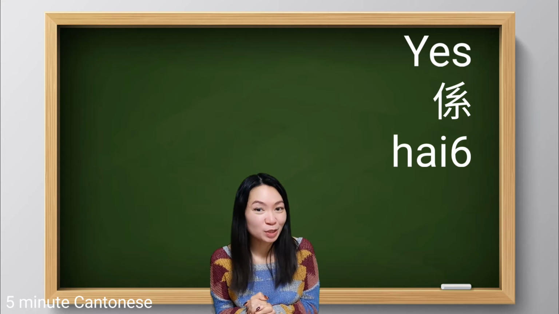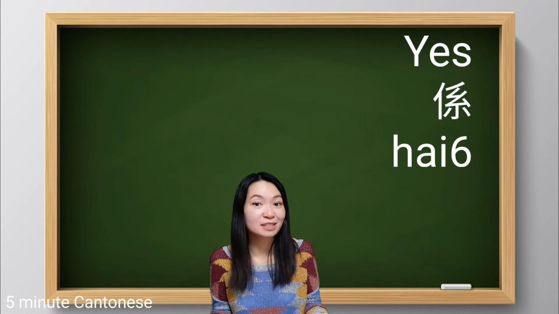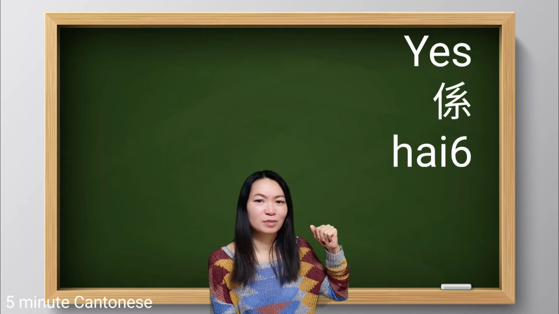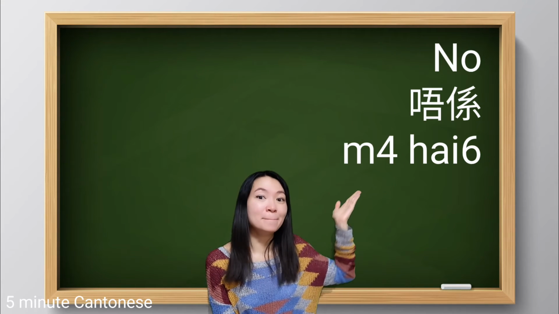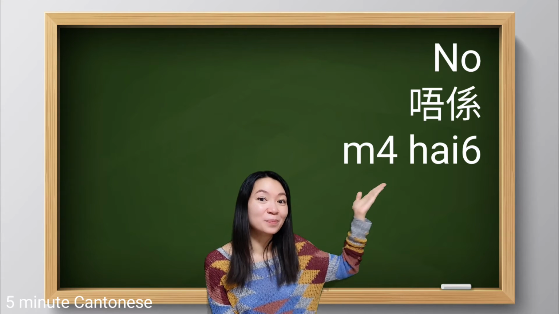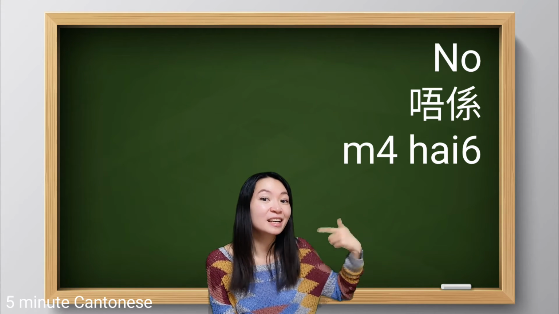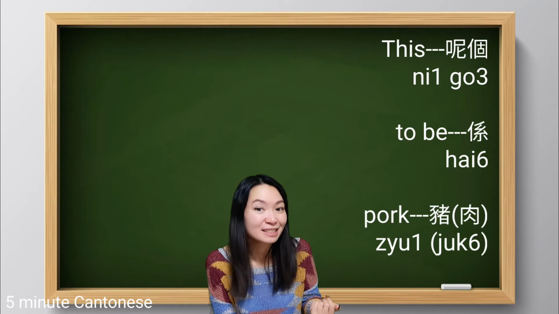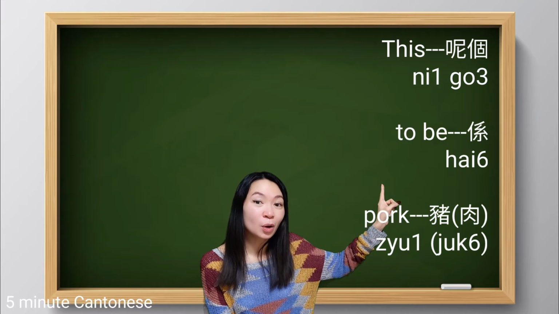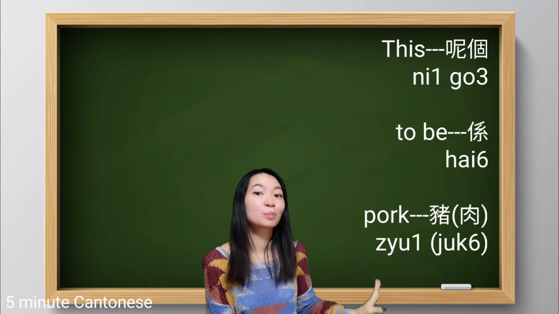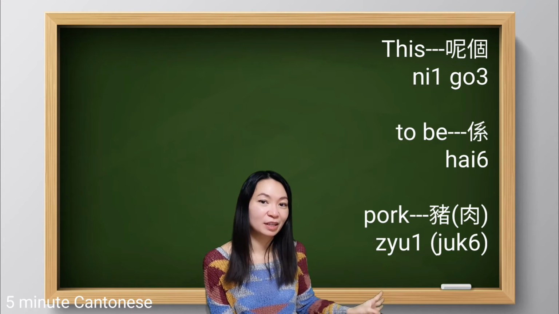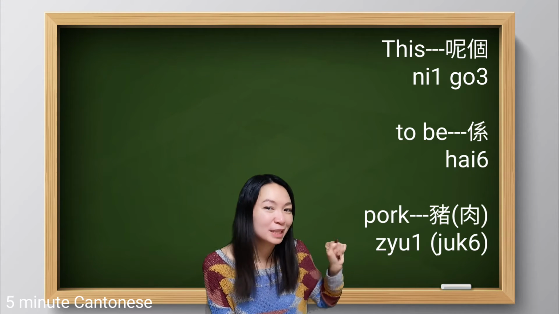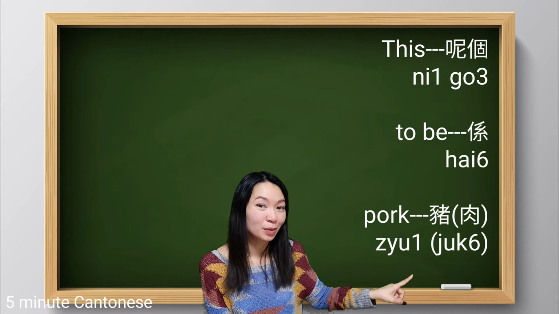Now, he or she is going to answer you. For example, if it's a yes, 係. If it's a no, 唔係, followed by the answer. For example, it's pork. She might say 呢個係豬. This is pork. 豬. Or she might say pork meat. 豬肉.